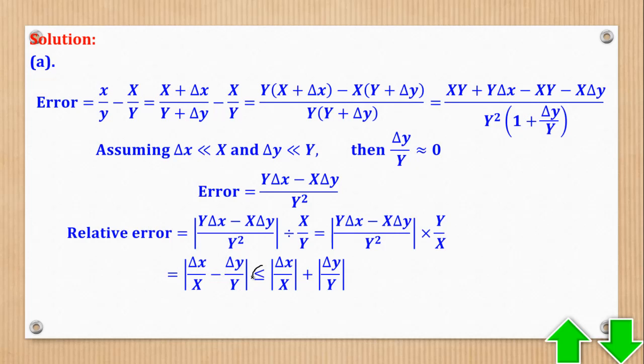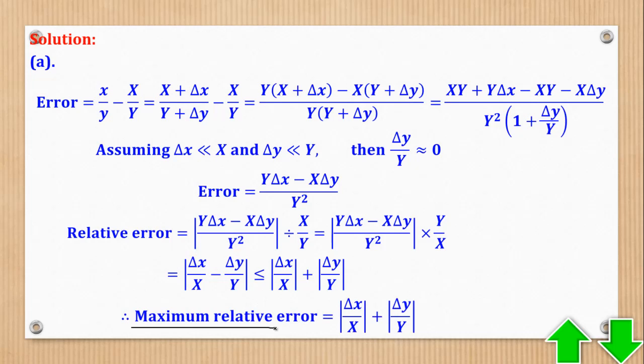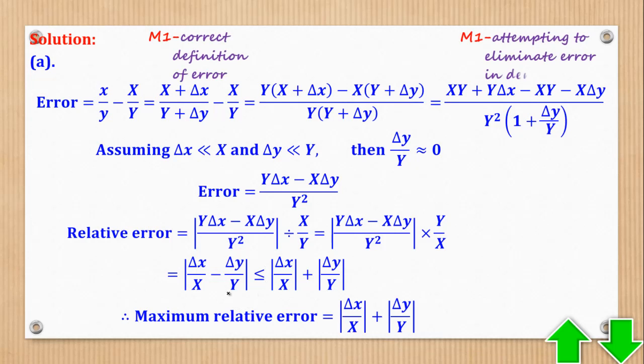Then we bring in the triangular inequality. That's when you can split the terms. After splitting the terms, the inequality says less or equal to. So meaning that the relative error cannot exceed this, because it is always less or equal to this value. Meaning this will be the maximum value for relative error. So for you to bring in the word maximum, it should be after the triangular inequality. And basically that is what they wanted us to prove.